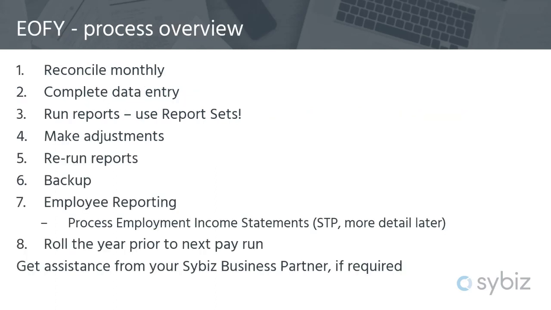The process overview is very similar to Vision in terms of, again, we recommend that you reconcile on a monthly basis. And again, use report sets, make adjustments, rerun your reports, do your backups, etc. And from an employee reporting point of view, the thing that we'll need you to do from an STP point of view is to process your employment income statements. Now, we will go into a deeper dive of that a little bit later. Those employment income statements can also be referred to as providing the final event indicator to the ATO, which I'm not too keen on that terminology, but that's just the lingo that we have under single touch payroll.